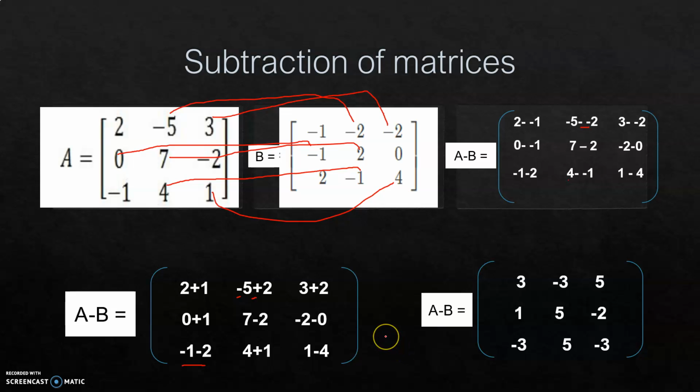In the case of addition and subtraction, the only condition is that both given matrices should be of the same order. Then it is possible to take the addition or subtraction of the given matrices. And in both cases, it is the sum or difference of corresponding elements. So that's all about this topic.